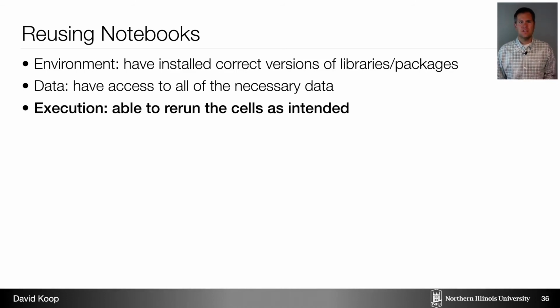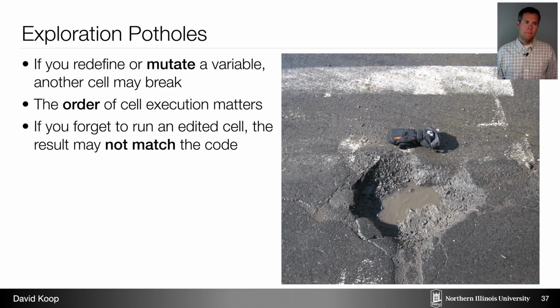And so those first two pieces, some of the environments like Binder and cloud-based environments, mitigate some of those issues. But execution sort of runs across different types of Jupyter installations, whether those be on a single computer or on the cloud. Some of these potholes are that if you redefine or mutate a variable, another cell may break. And the order of the cell execution matters, as we saw in the demo. Also, if you forget to run an edited cell, the saved notebook may not actually match what you expect from looking at the code.